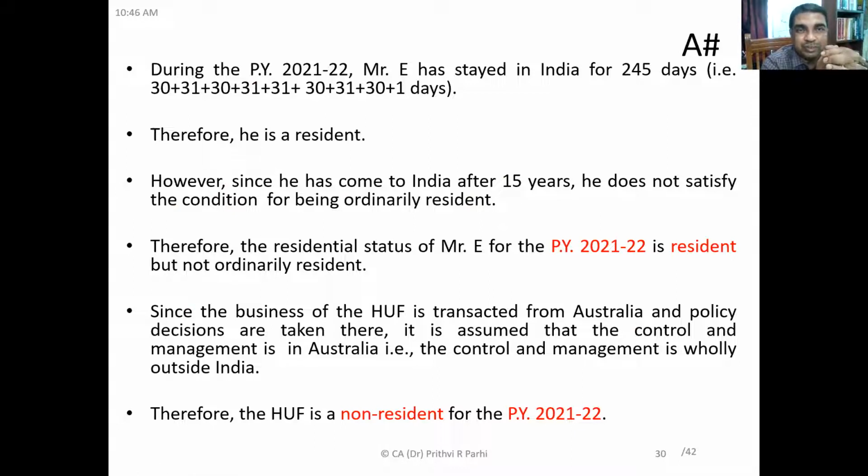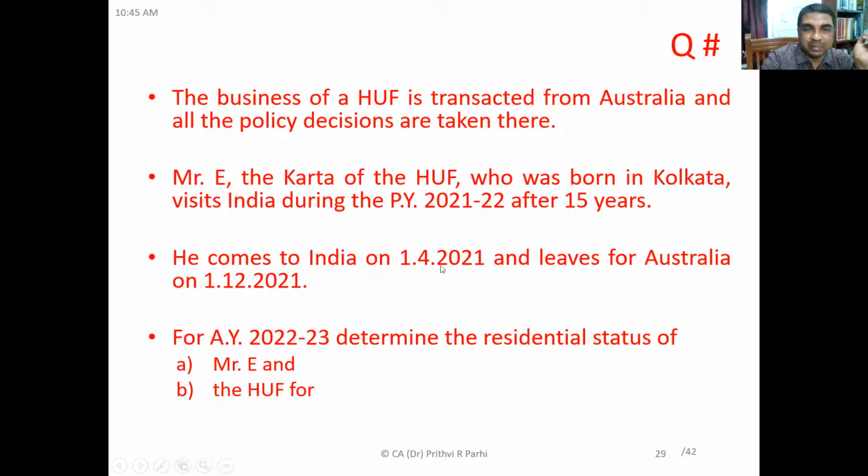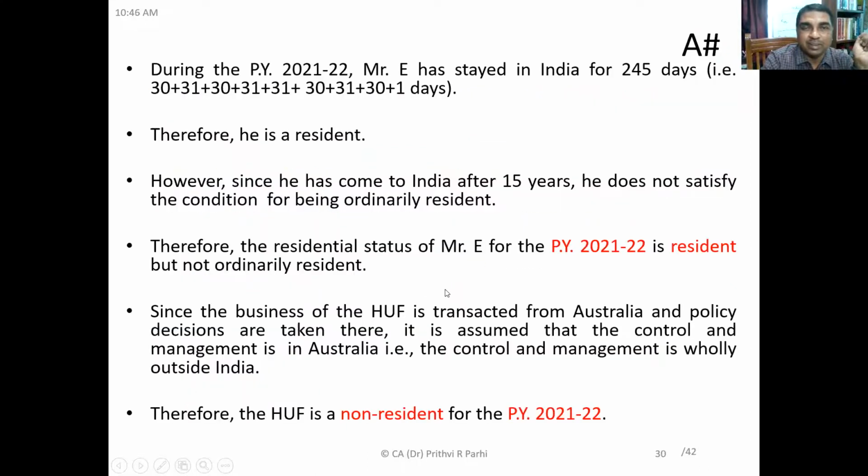My assessment year is 22-23, so my previous year is 21-22. I have to calculate whether he has stayed for 245 days. Starting from April, 30 days, then May 31 days, like this you calculate, and he leaves on December 1, so for December we take 1 day. All taken together, 245 days. The moment he stays 245 days, he becomes resident.